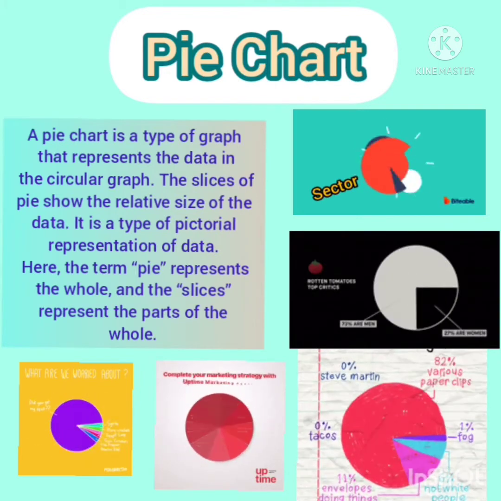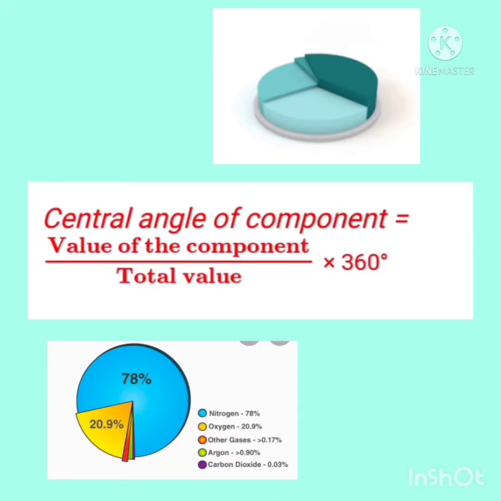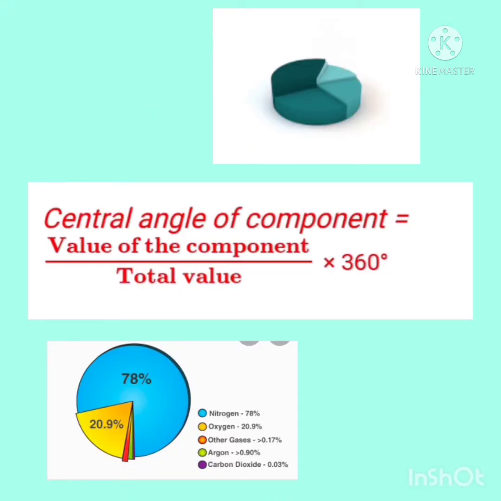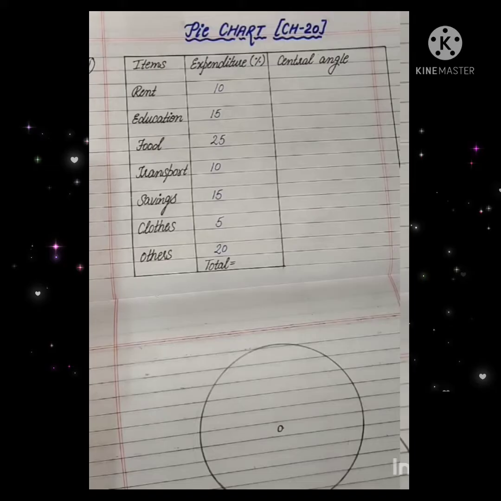Let us see how to draw the pie chart of given data. Students, to represent the given data in the form of a circular graph, first of all we will calculate the central angle for each observation. Central angle means sector angle, meaning the angle between the two radii. Then we will draw these angles in the circle and the complete data will be shown in the form of a circular graph.